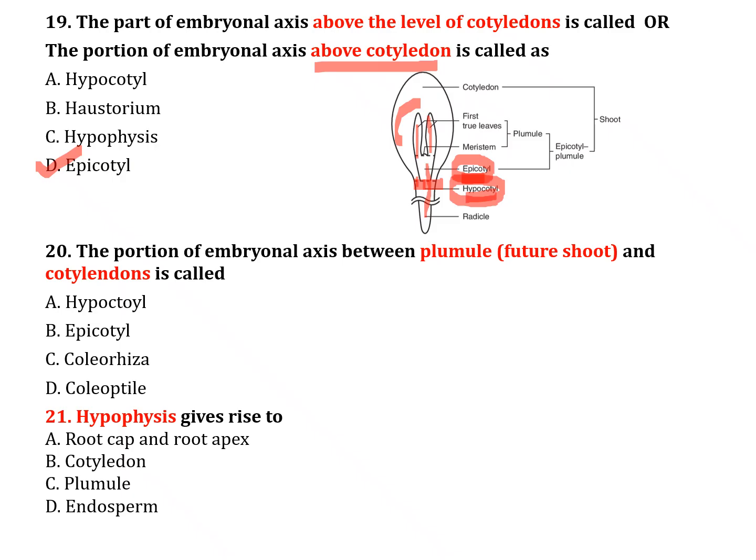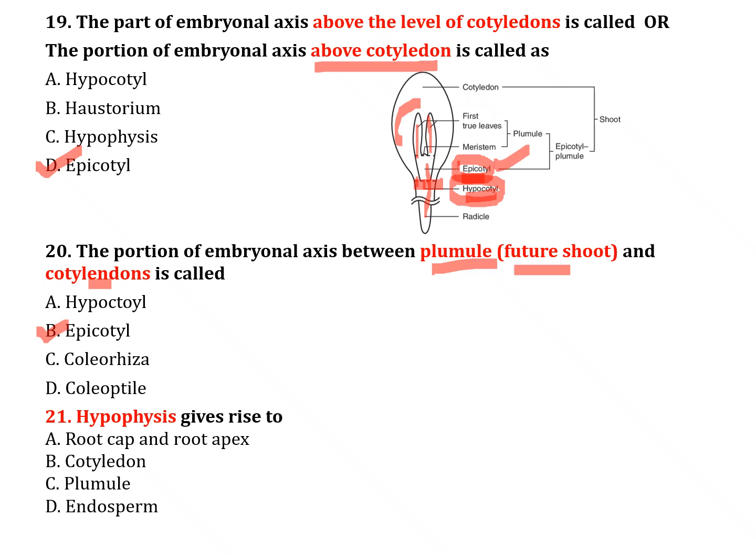The next question, number 20. The portion of the embryonal axis between plumule, that is future shoot, and the cotyledon is called option A, hypocotyl; option B, epicotyl; option C, coleorhiza; option D, coleoptile. Correct answer is option B, epicotyl. This is the epicotyl part.